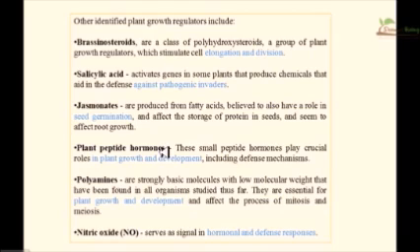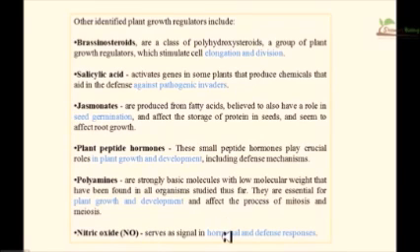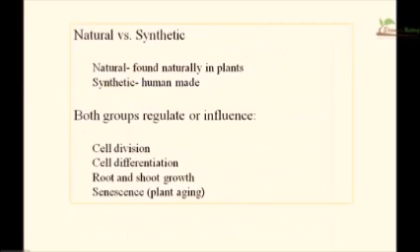Plant peptide hormones are also there, which are also an important ingredient for plant growth and development. And polyamines are also there. Polyamines are also part of the plant growth and development cycle. And nitric oxide can serve as a signal in hormone and defense responses. So nitric oxide is important in some cases.